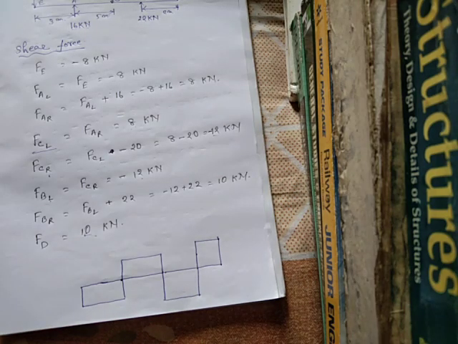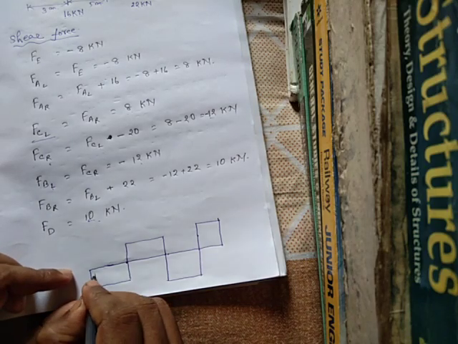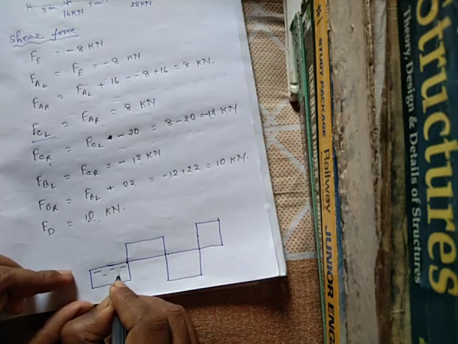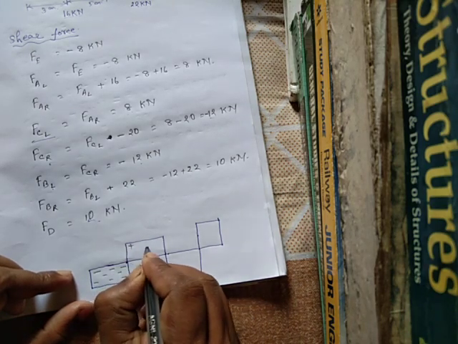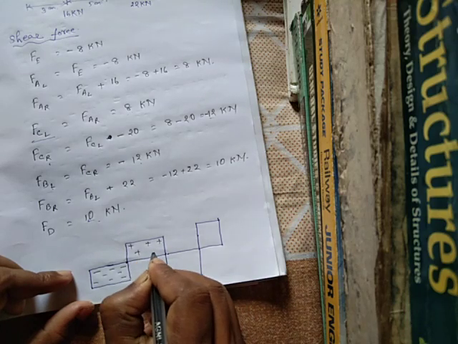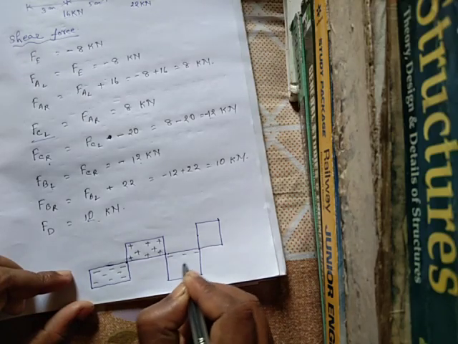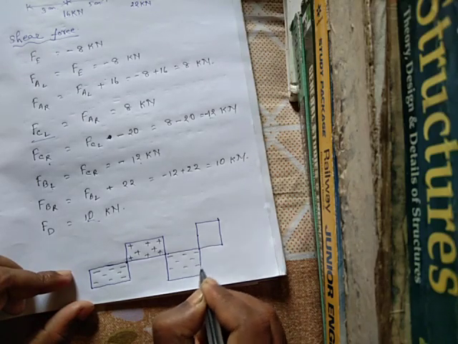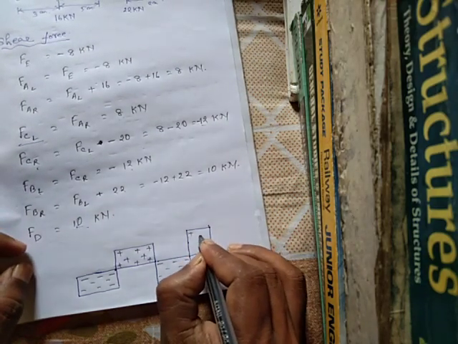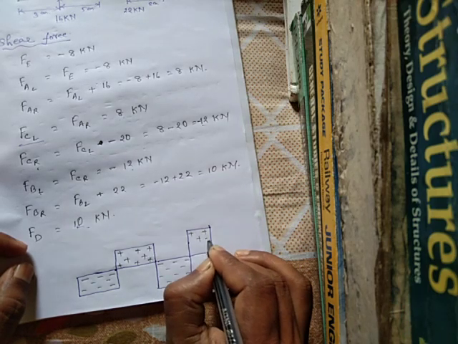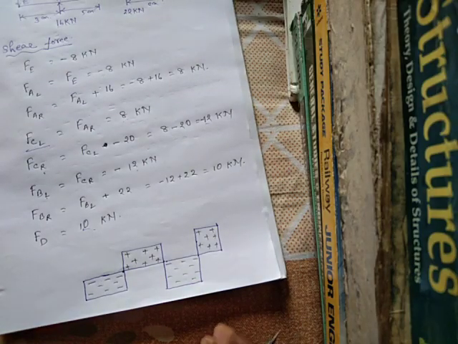This is the shear force diagram for this beam. It is negative, then positive, then also negative, and then also positive. This is the shear force diagram.